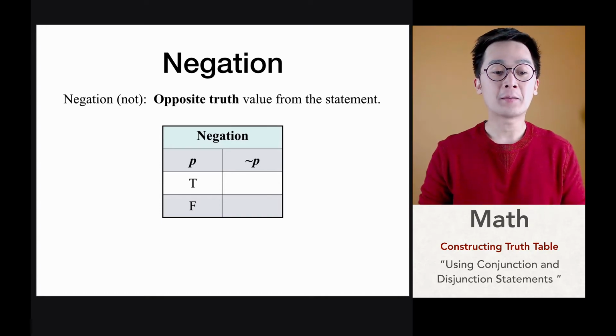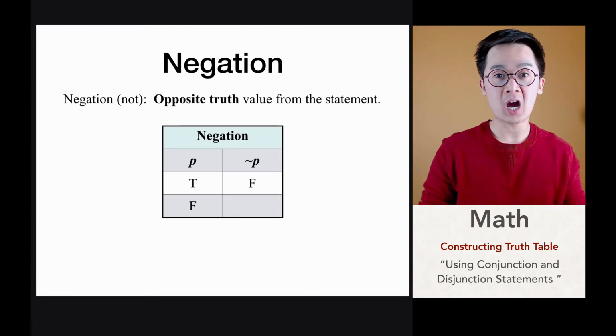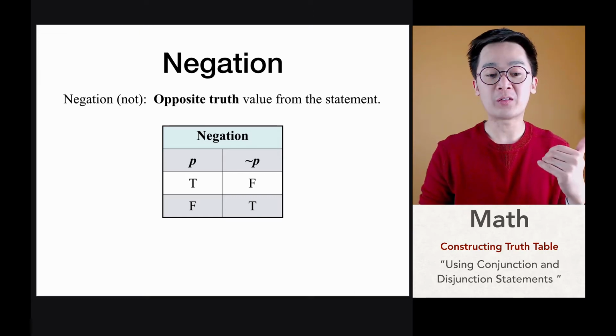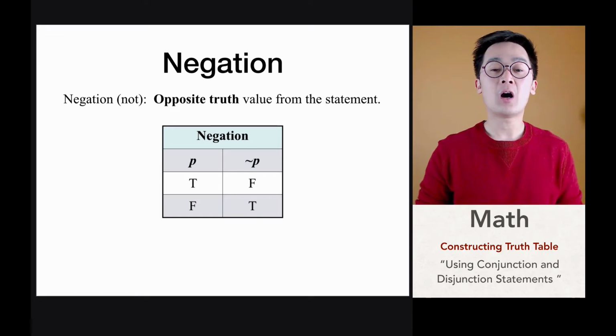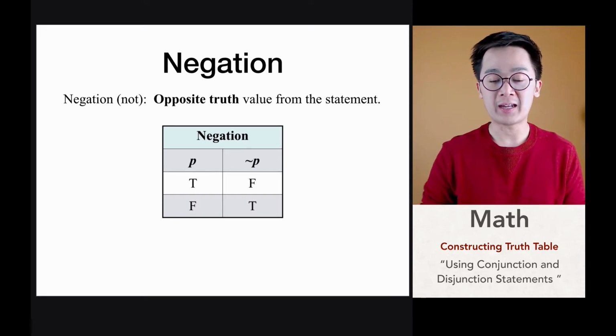So if P is true, not P is false. If P is false, not P is true. So you're just going to negate your function, and this is how we apply the operation of negation in a truth table, which we're going to be using in a little while.